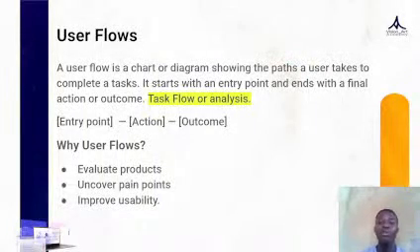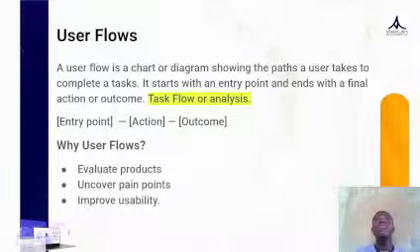Then the next example we have here is user flows. A user flow is like your task flow, the flow of the tasks a user performs, right? So a user flow is a chart or diagram showing the paths a user takes to complete a task. It's like a gradual process a user takes while completing a specific task. It starts with an entry point and ends with a final action or outcome. It's also known as task flow or task analysis.